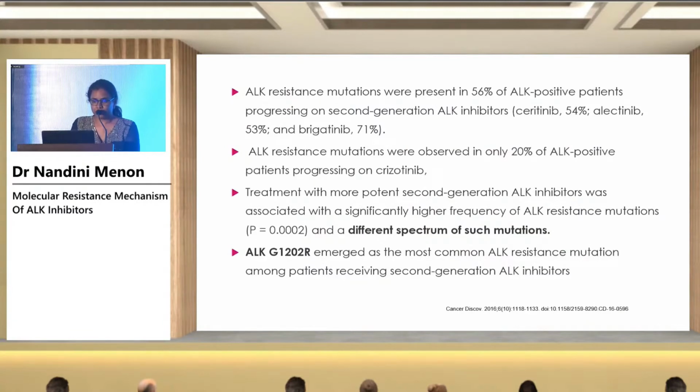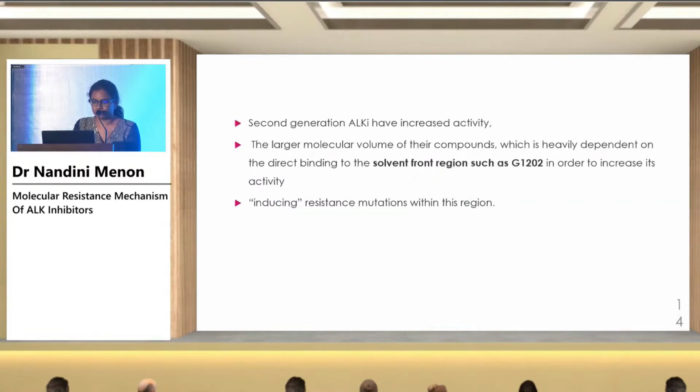So this study showed that these ALK resistant mutations were there in 56% of patients overall, and only in 20% of those who had received crizotinib. The spectrum was different, and like I mentioned, G1202R was the main mutation that was seen.